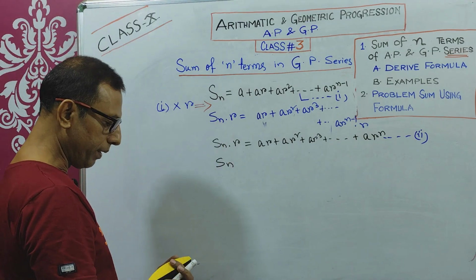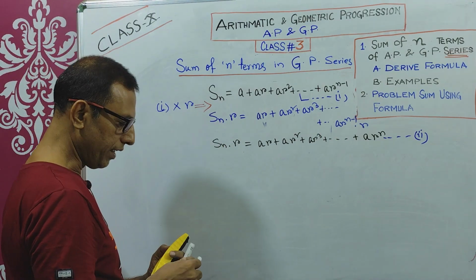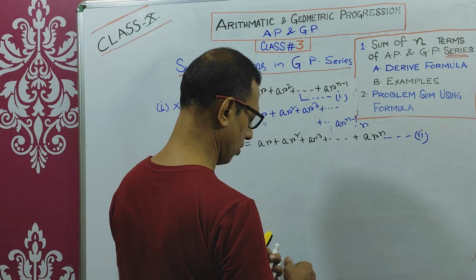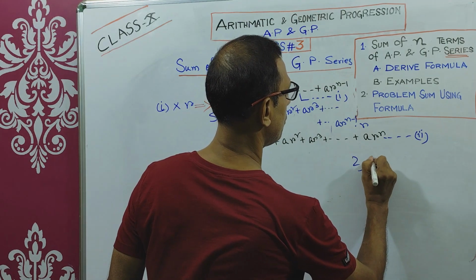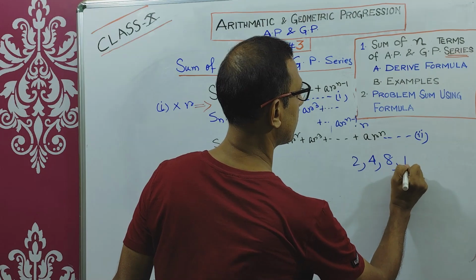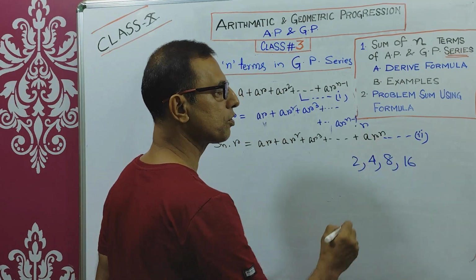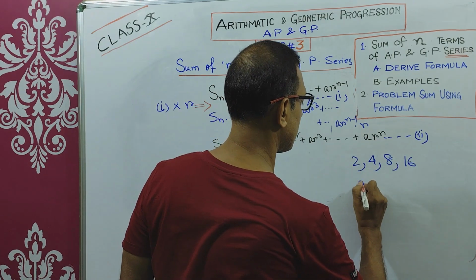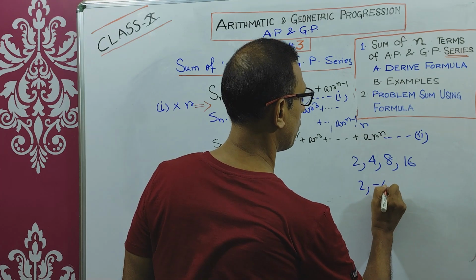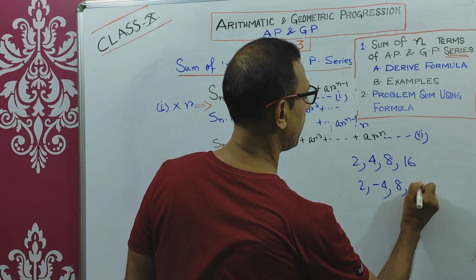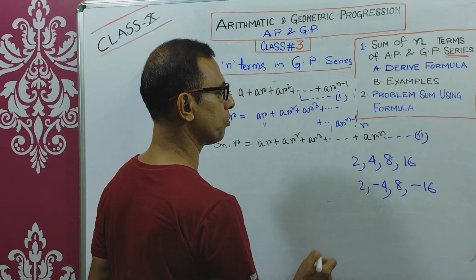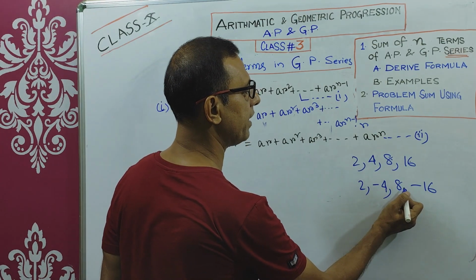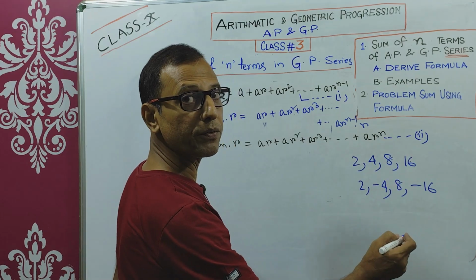Now there could be 3 different scenarios. Right. In any GP series, the common ratio could be positive, it could be negative. Let's say there is a series 2, 4, 8, 16. This is a GP series where the common ratio is 2: 4 by 2 is 2, 8 by 4 is 2, 16 by 8 is 2. But also it could be like this, 2, minus 4, 8, minus 16. So minus 4 by 2, common ratio is minus 2. 8 by minus 4, common ratio is minus 2. Minus 16 by 8, common ratio is minus 2. So it could be positive, it could be negative.